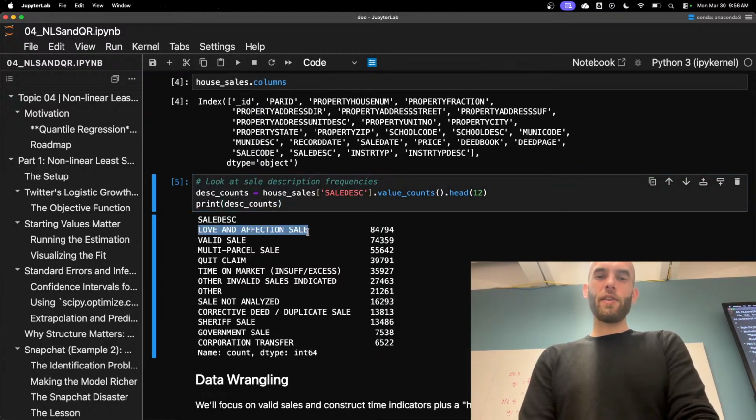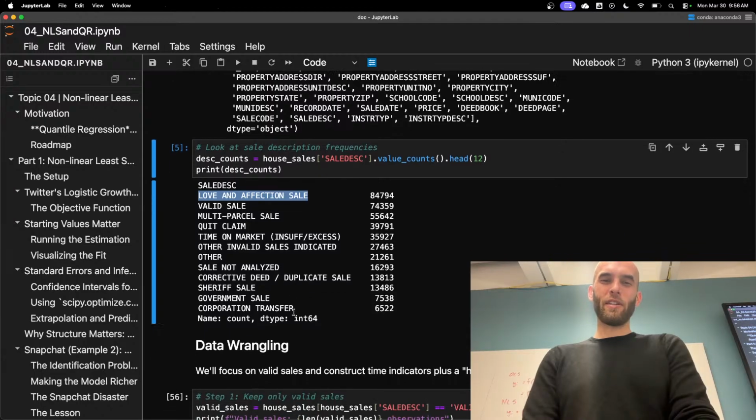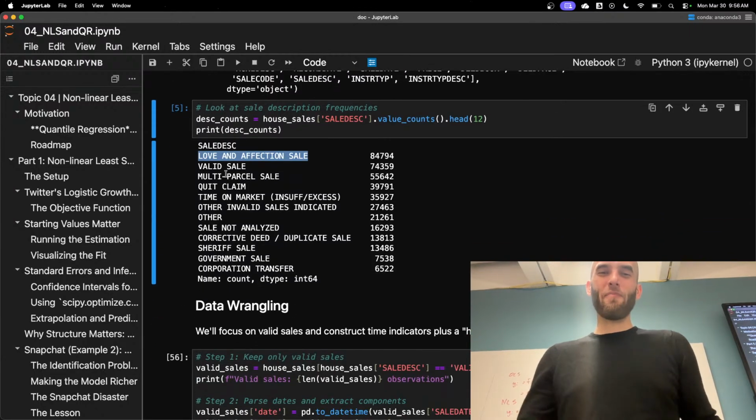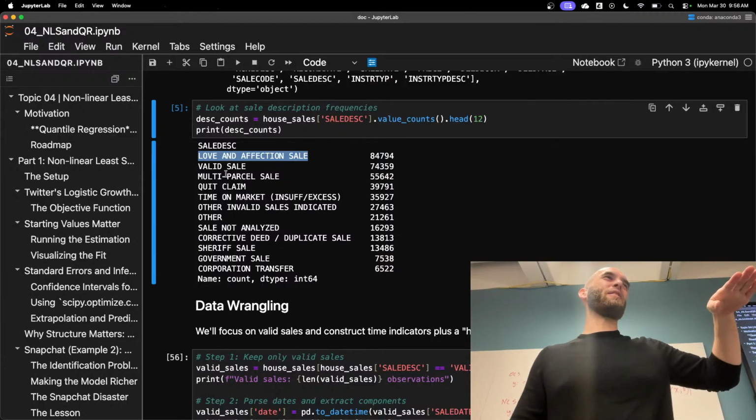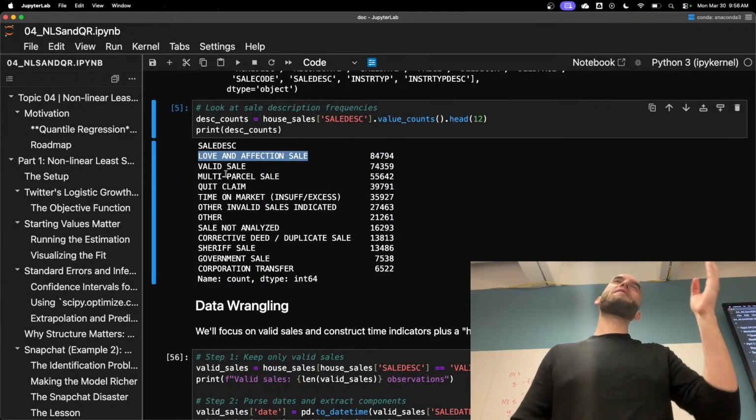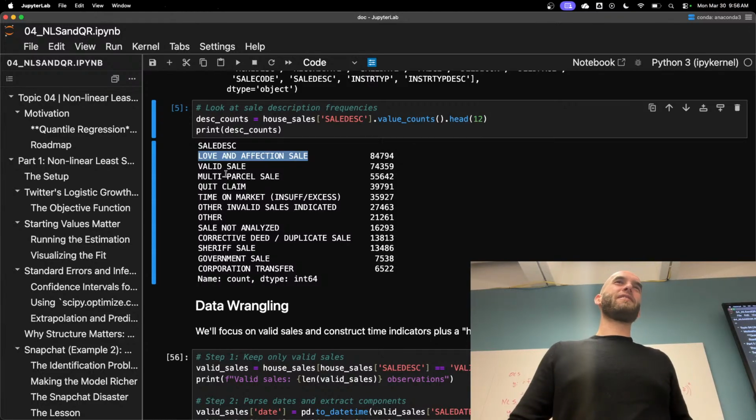This is an interesting one. This is love and affection sale. I would never like my love and affection to be sold. This is a description of why the property was sold. Usually these are sold for $1. It's the lowest sale price you can list, which basically just means you're giving it to your child or family member or friend.